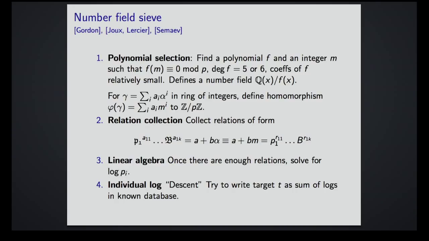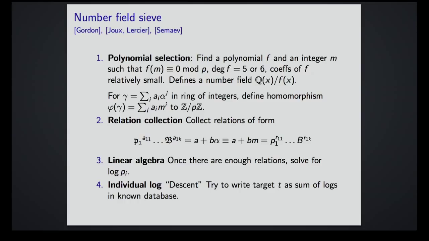I'm going to gloss over the differences with the number field sieve. Mostly for our purposes here, there's this extra new step in the beginning, which is polynomial selection. The property that we want is to find some integer m and some polynomial f such that f of m is 0 mod p. This will define some number field that we'll be working over. And then we have a ring homomorphism between the ring of integers inside of our number field and Z mod pZ.